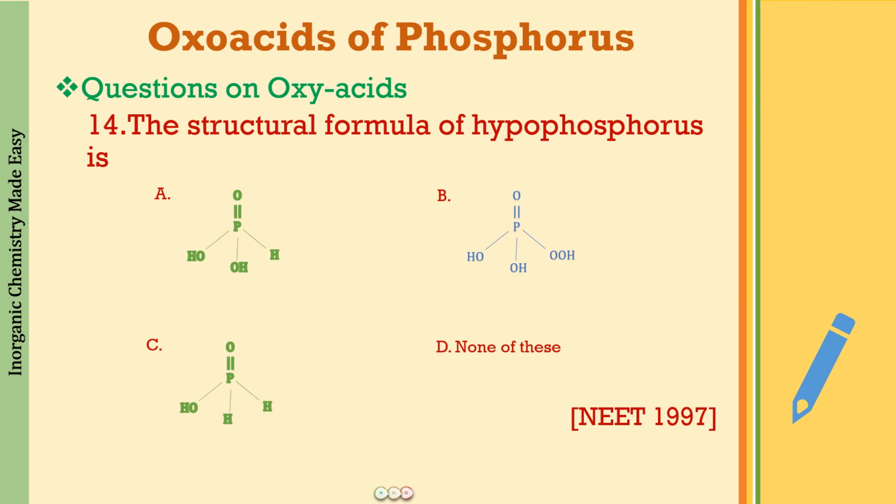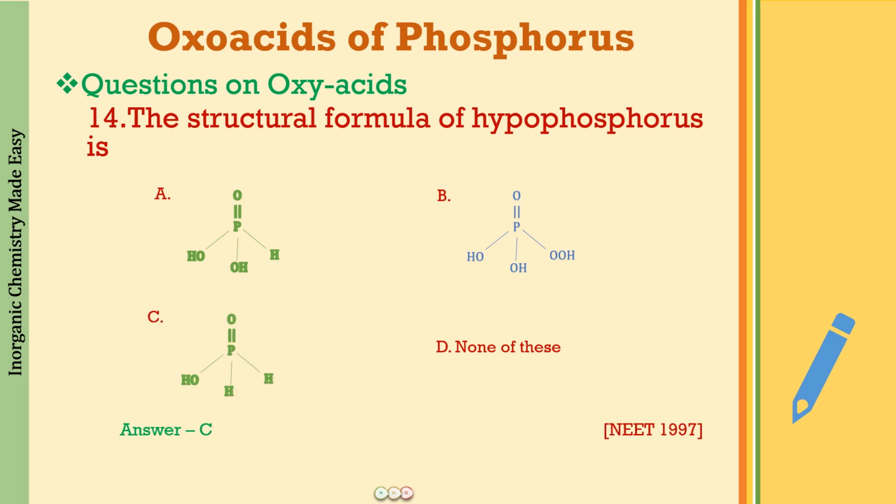The structural formula of hypophosphorus acid. Now again, I think that is going to be so very easy. This is a NEET 1997 question. So the correct option is going to be C choice.